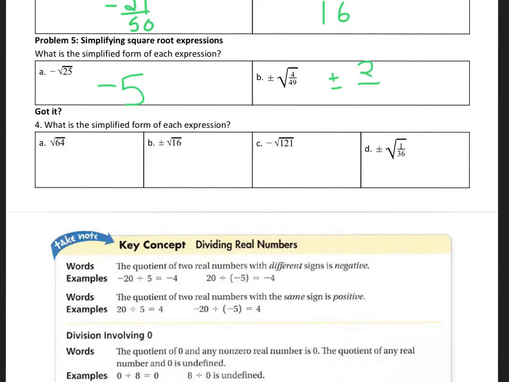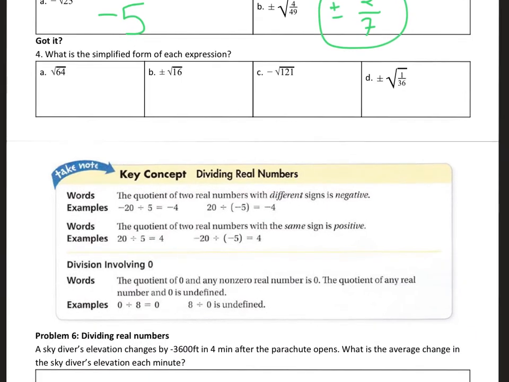That's 2. What times itself is 49? That's 7. So positive or negative 7. 2 over 7 for that one, sorry, 2 over 7. So if you have a fraction, simplify the top, simplify the bottom, okay, when you square root. So again, real quick, try those got its, and then check your answers with me in a second.